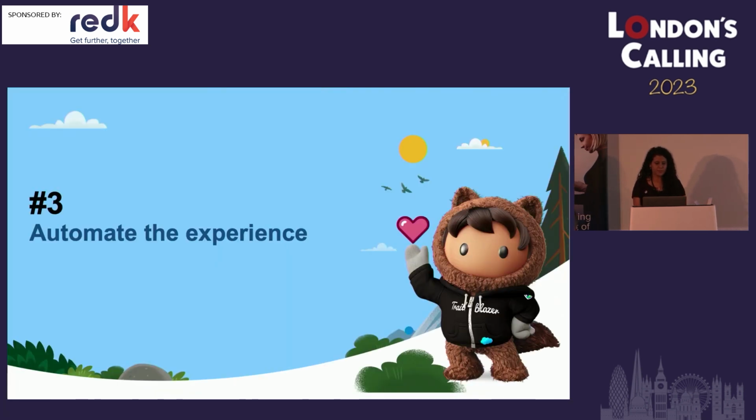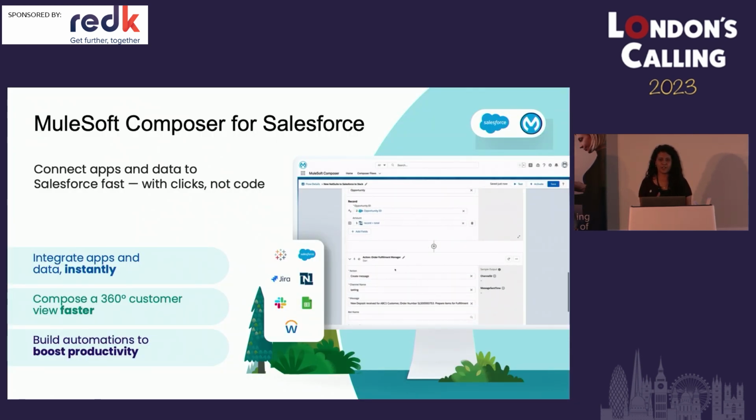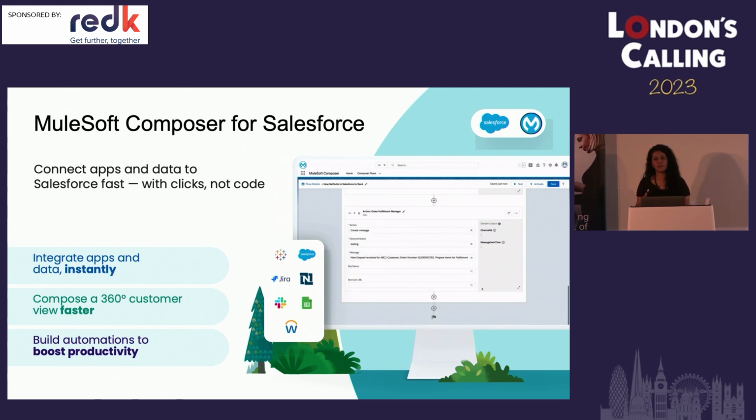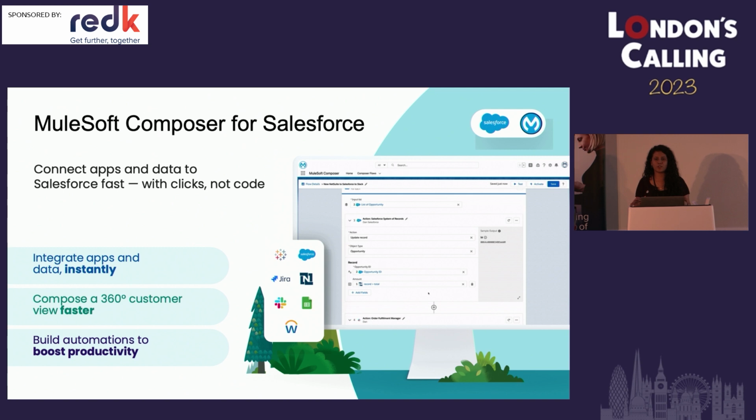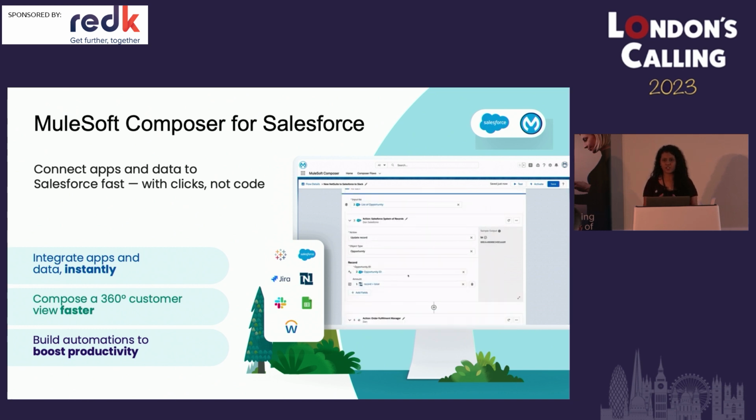Moving on to the third one, automating the experience. We have seen the integration part and what connectors we have. So how are we taking it to the next level? It will be via automation. Automation is definitely the key, and what we have here for automation is MuleSoft Composer for Salesforce. I guess you must be familiar with this because it resides in the Salesforce ecosystem. You're integrating without coding and with clicks, which is faster for you.